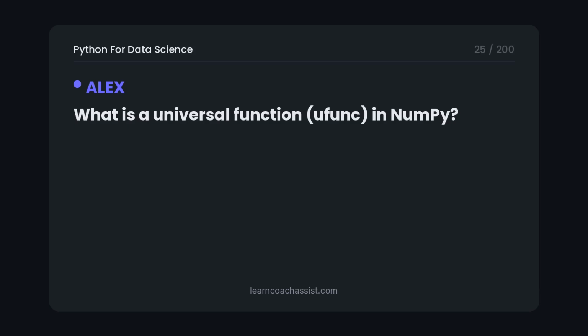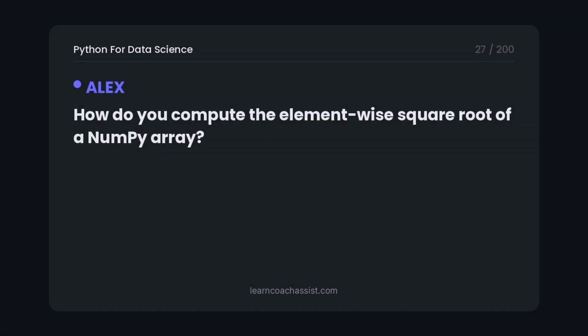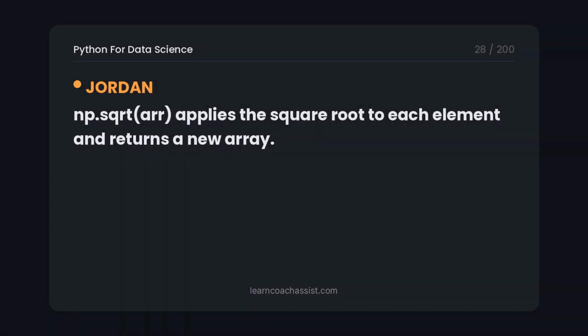What is a universal function, ufunc, in NumPy? A ufunc is a function that operates element-wise on arrays, e.g., np.sqrt(arr), np.exp(arr). How do you compute the element-wise square root of a NumPy array? np.sqrt(arr) applies the square root to each element and returns a new array.